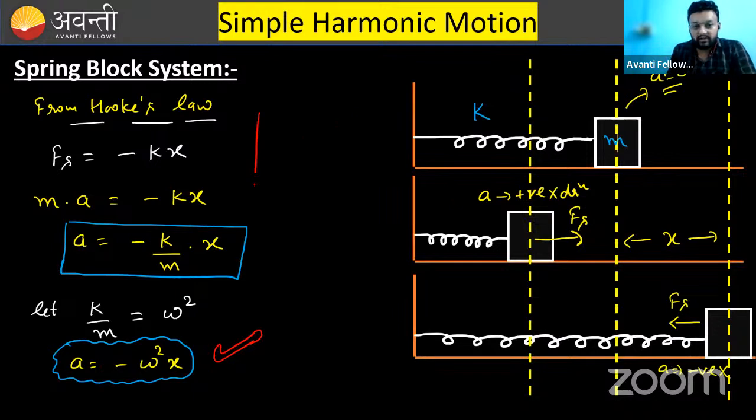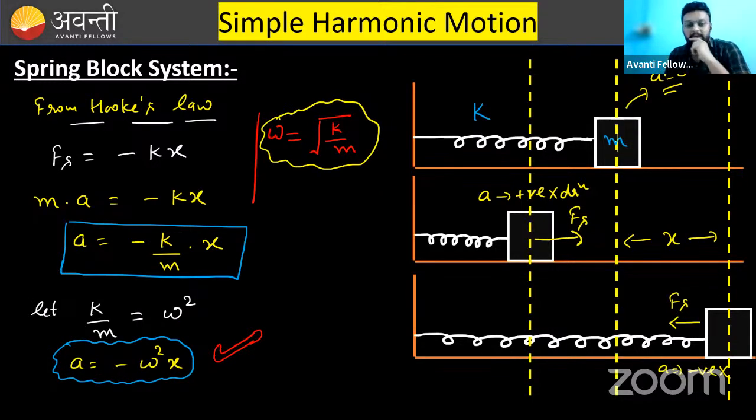What is omega called here? Omega is a constant. And what is its value? You can say omega is equal to root of k by m. Try to write down every term. Omega is equal to root of k by m. One thing: this omega is known as, or called, angular frequency.